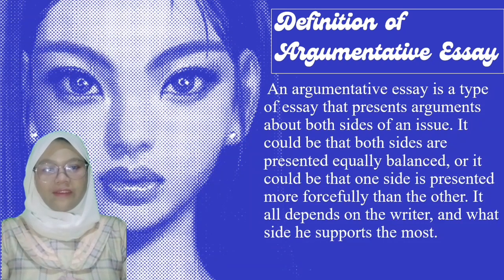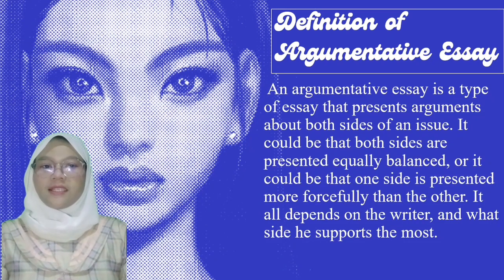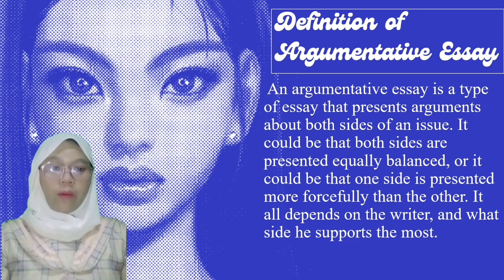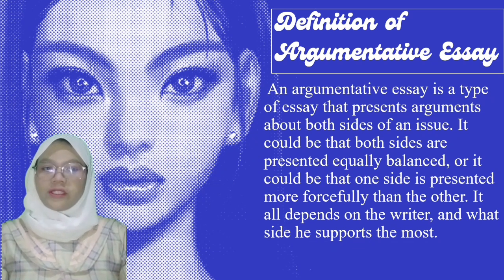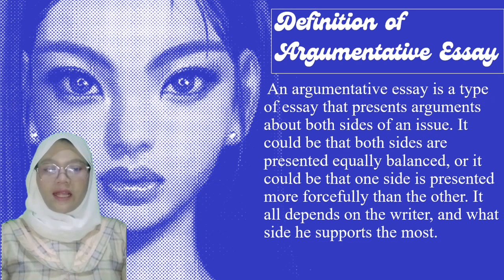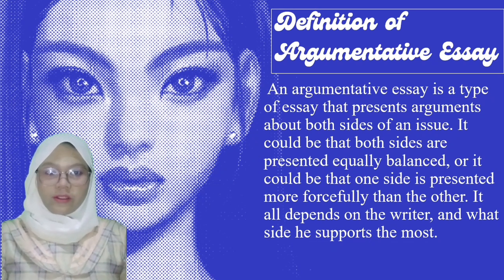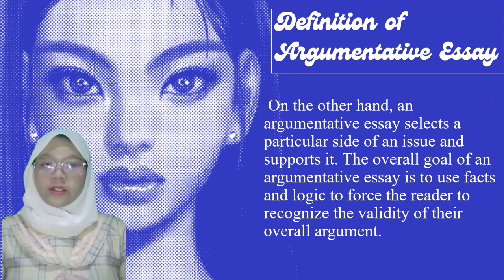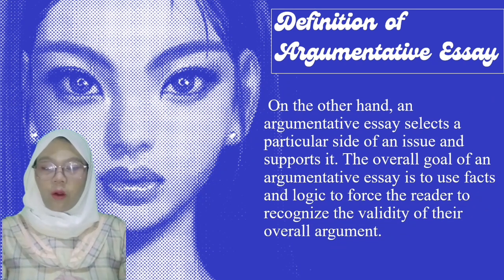Definition of argumentative essay. An argumentative essay is a type of essay that presents arguments about both sides of an issue. It could be that both sides are presented equally balanced, or it could be that one side is presented more forcefully than the other. It all depends on the writer and what side the writer supports the most. On the other hand, an argumentative essay selects a particular side of an issue and supports it.